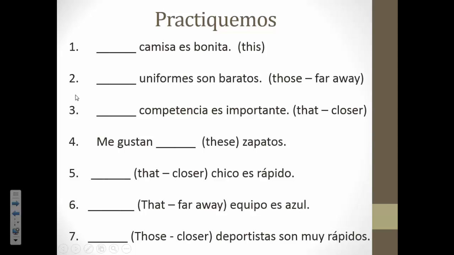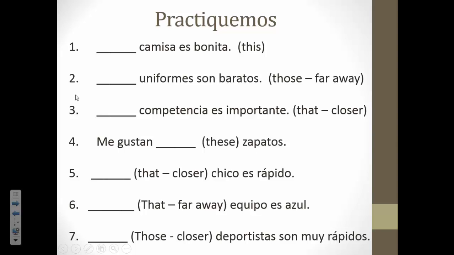Let's look at cuatro. I want to say I like these shoes. So the shoes are close to me as the speaker. I want to choose from the close column to say these, and because shoes are masculine and plural, the best choice here would be estos. Me gustan estos zapatos.